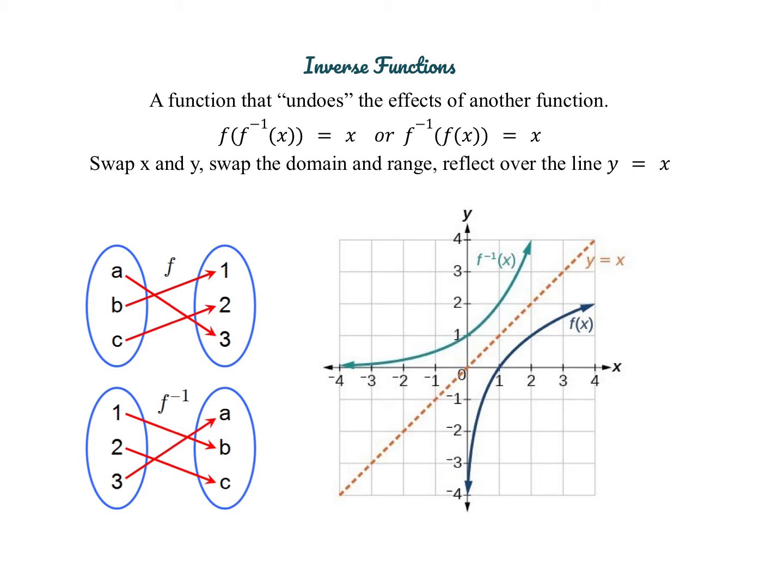So here you can see two relations that are functions. If this is the domain and this is the range of your original function, look at the domain and range of your inverse function. They are literally swapped. The two values still connect. Instead of b1, it's 1b. Instead of a3, it's 3a. And instead of c2, it's 2c. Again, the domain and the range are flipped.